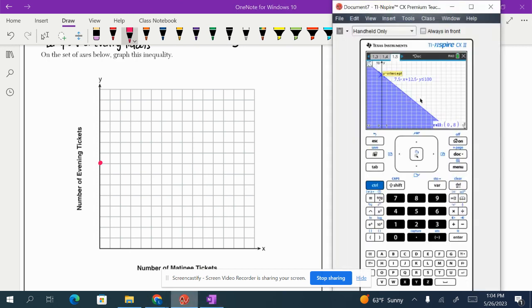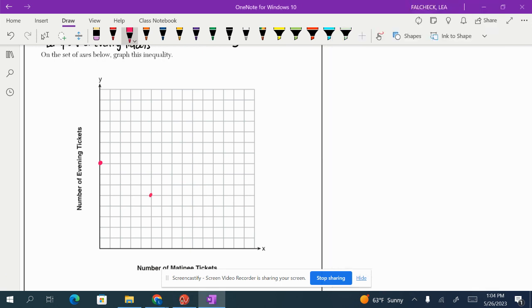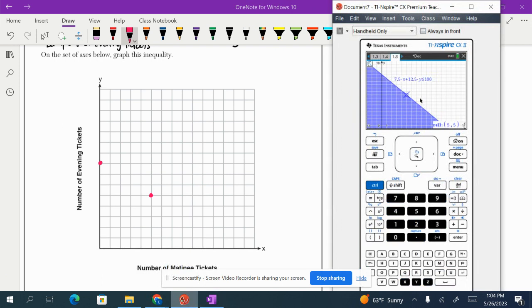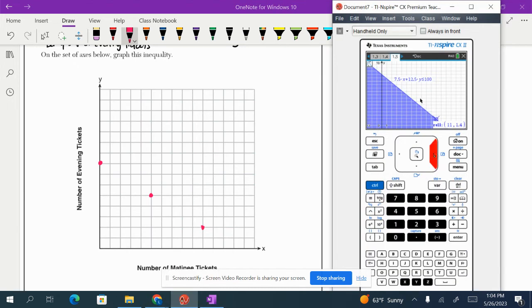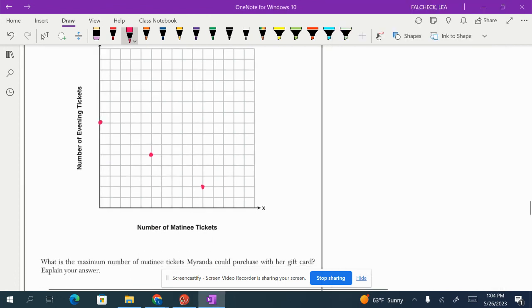And then I've got 5, 5. Ten, 2. And 13.3 comma 0 as my x-intercept. So somewhere around right there.